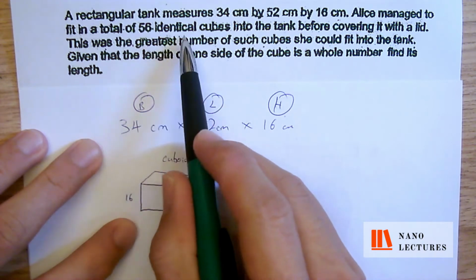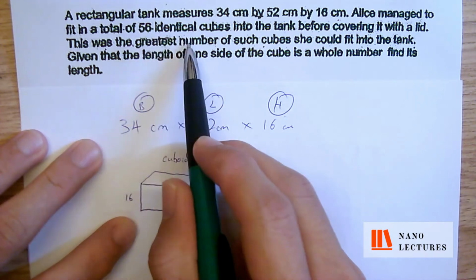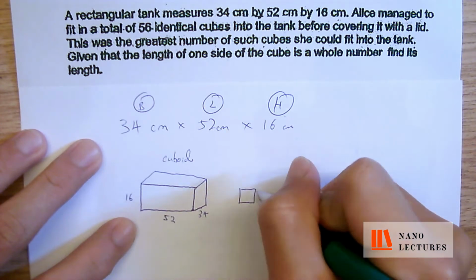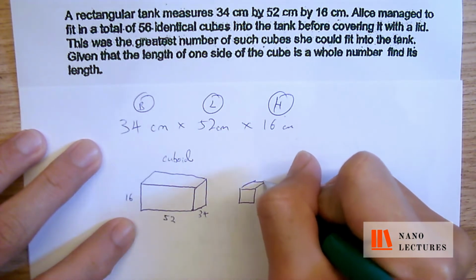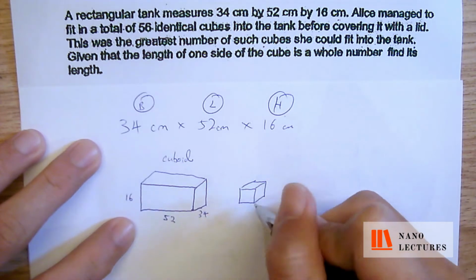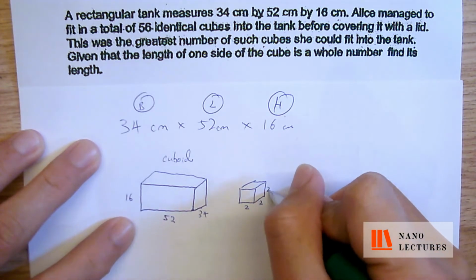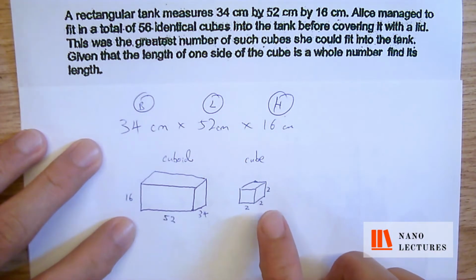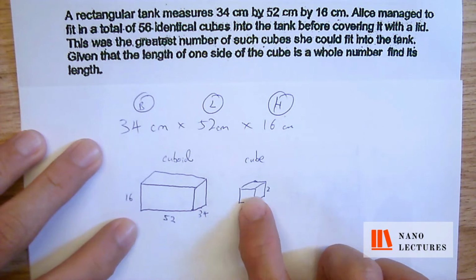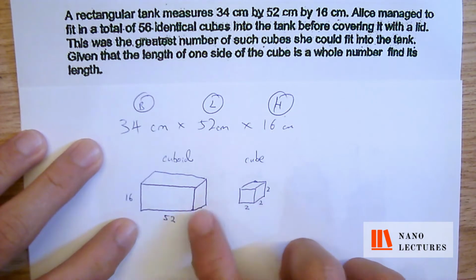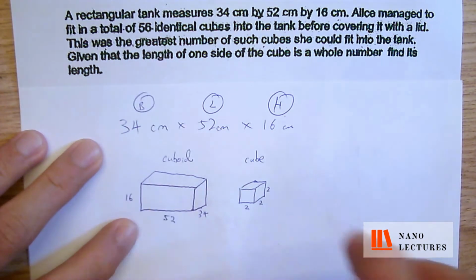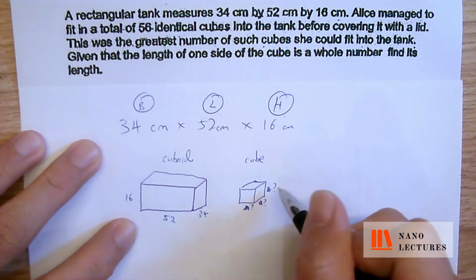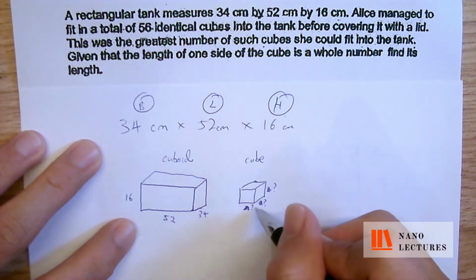But over here they said that she managed to fit in 56 identical cubes, right? Cube means that all sides are equal. For example, 2 cm by 2 cm by 2 cm. This is the meaning of a cube. So she is saying that she can fit 56 of these cubes inside. Okay, and we have no idea the sides. We have no idea. That's why I put a question mark over here.